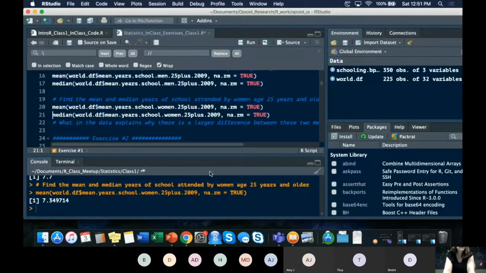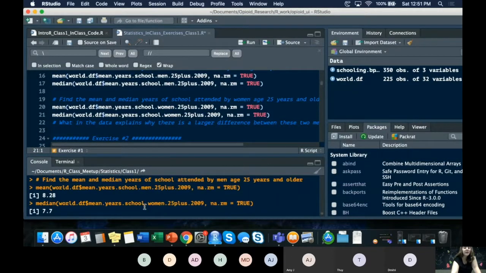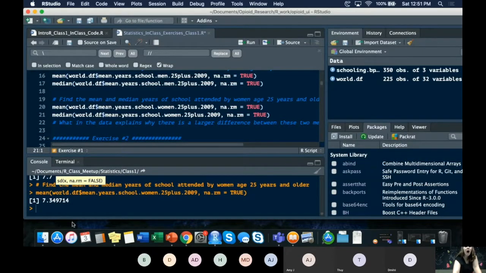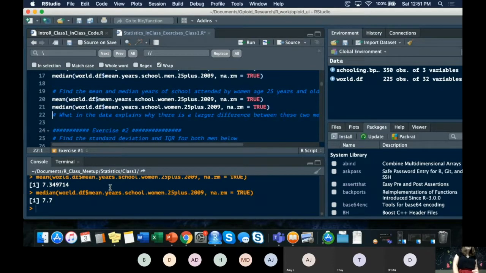So now we're looking at women. We saw up here that the mean for men was 8.28 in 2009. The mean for women is 7.3. So on average around the globe, women are getting fewer years of education than men, and that probably wouldn't surprise you, because this has poor countries and more industrialized countries in it as well. And then if we run the median, it's 7.7.